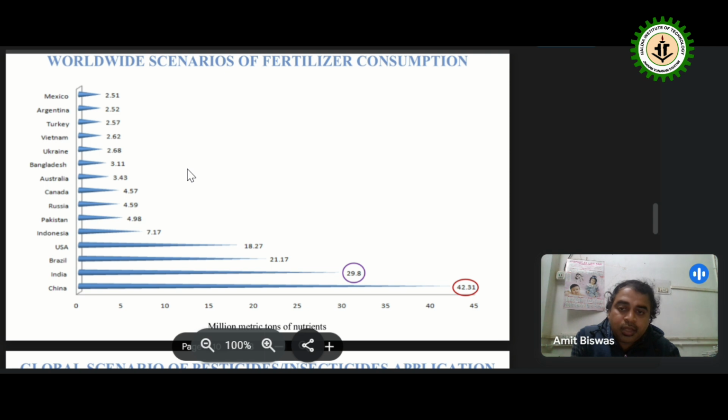Turkey 2.57, Vietnam 2.62, Ukraine 2.68, Bangladesh 3.11, Australia 3.43, Canada 4.57, Russia 4.59, Pakistan 4.98, Indonesia 7.17, USA 18.27, Brazil 21.17. India is the second highest, that is 29.8 million metric tons of nutrients, and basically it is chemical fertilizer. And China is the highest, that is 42.31 million metric tons.